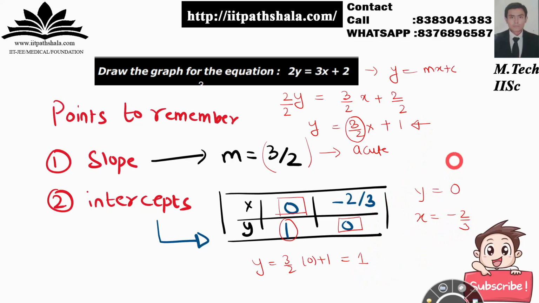Fine with that? So your graph will look something like this, with the x-intercept as minus 2 by 3 and your y-intercept as positive 1. Join both of them. As you can see, after joining both of them, the angle I am having here is an acute angle, and it is evident from my positive slope over here.